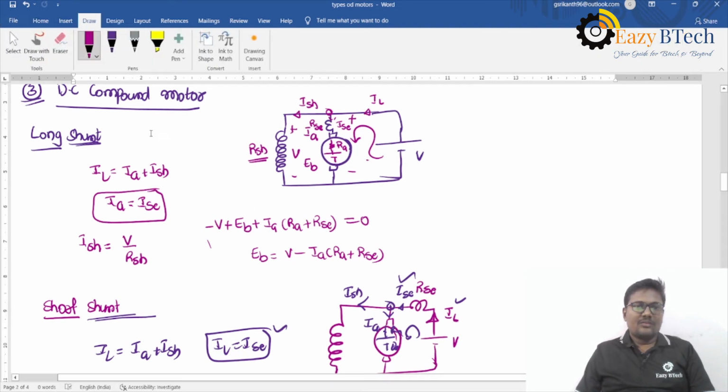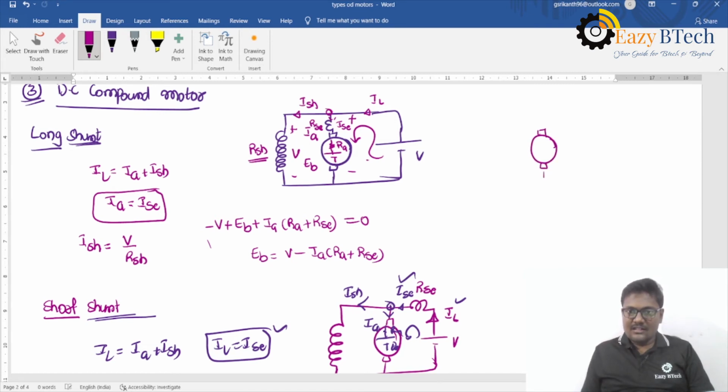And the next one is the DC compound generator. Compound means one more winding is also introduced. This is the armature, and the series field winding is connected in series with the armature. The shunt field winding resistance is RSH, and the current flowing through the shunt field winding is ISH, and this one is RSC.